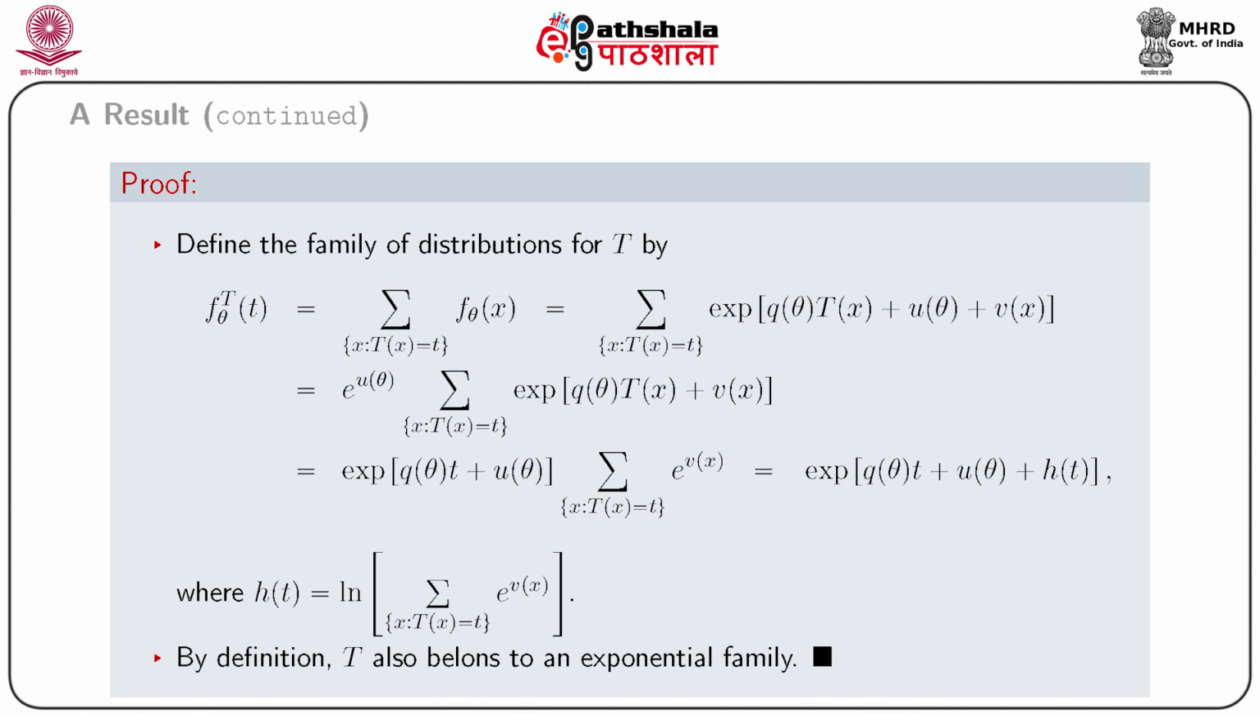A similar result holds in the case of the k-parameter exponential family. In the present lecture, we have seen that most of the common distributions used in practice belong to the exponential family of distributions, for example, the binomial distribution, Poisson distribution, etc. But there are several distributions which do not belong to the exponential family, for example, the rectangular distribution or the Cauchy distribution.